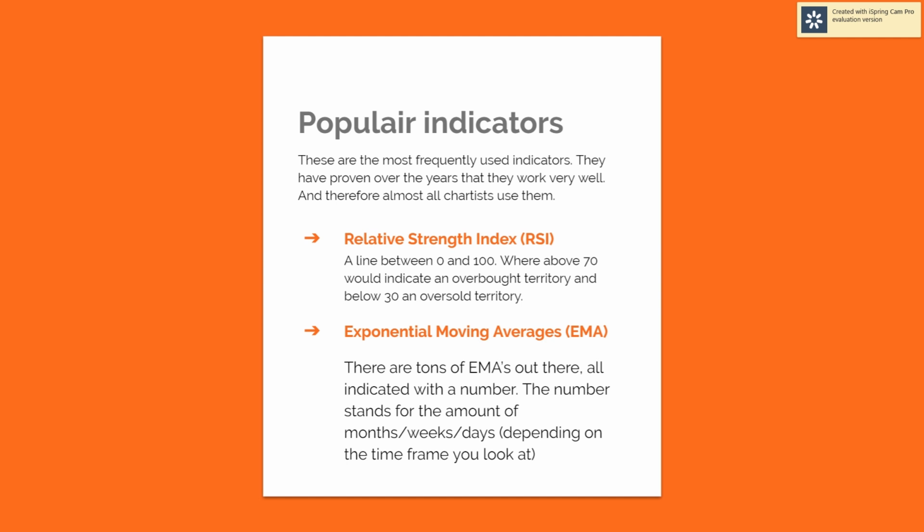I don't know if you've heard about them, but we have the relative strength index, the RSI, and the exponential moving averages. Let's start with the RSI. It's an extra graph on the chart with a scale from 0 to 100 and a line in the middle. If the line reaches above 70, that indicates overbought territory, and below 30, oversold territory.